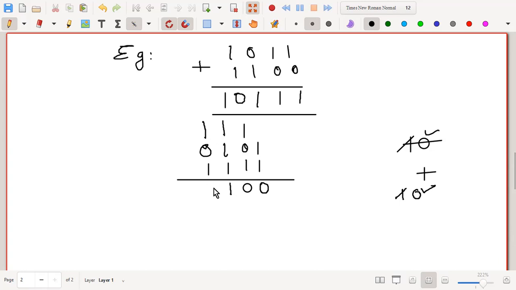And then again 1 and 1, the sum is 0, and again 1 carry is generated. Okay, so in this way, you can do this addition. So the final answer is 1 0 1 0 0.